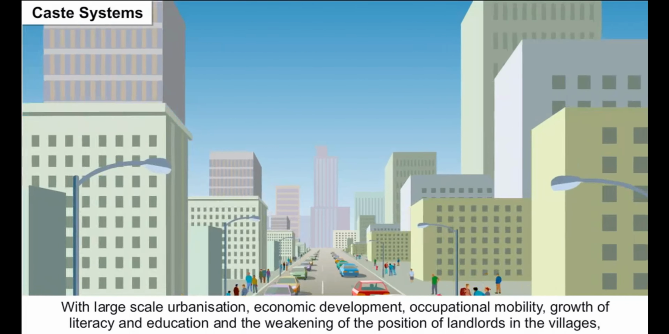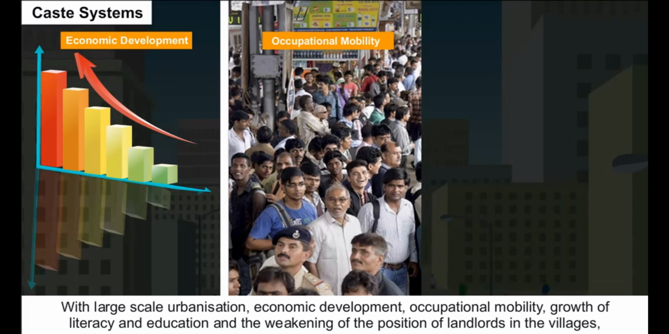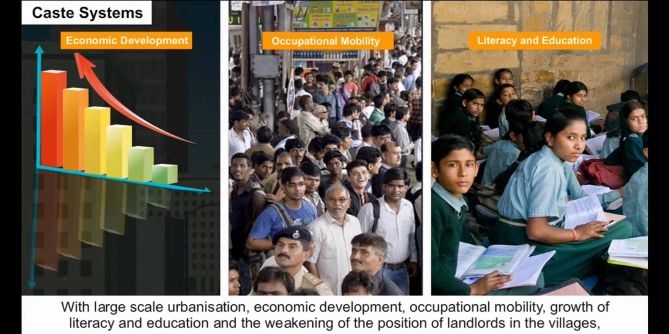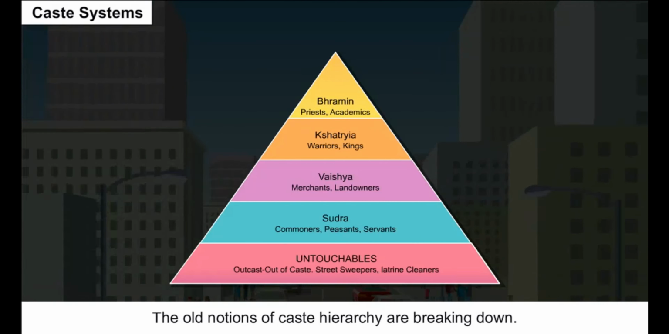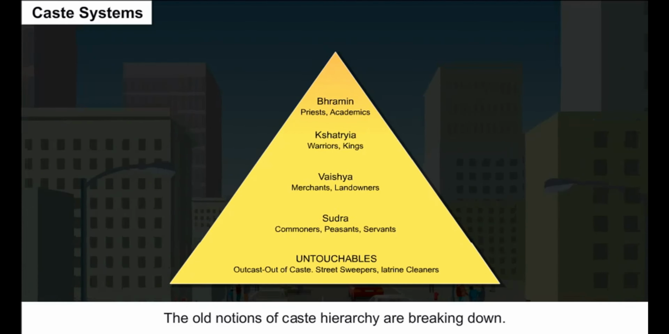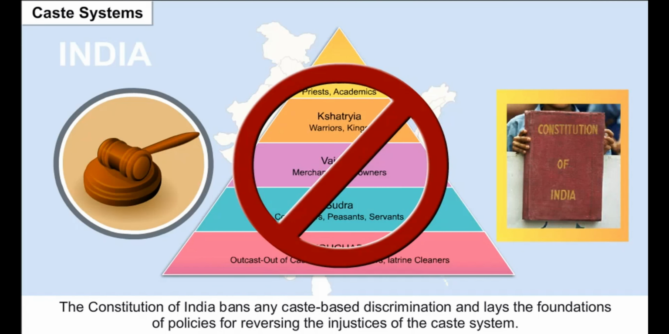With large-scale urbanization, economic development, occupational mobility, growth of literacy and education, and the weakening of the position of landlords in the villages, the old notions of caste hierarchy are breaking down. The Constitution of India bans any caste-based discrimination and lays the foundations of policies for reversing the injustices of the caste system.